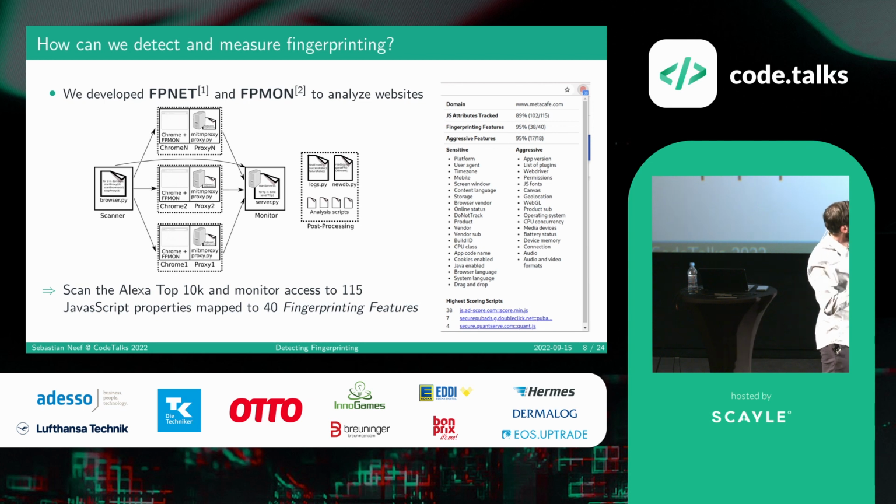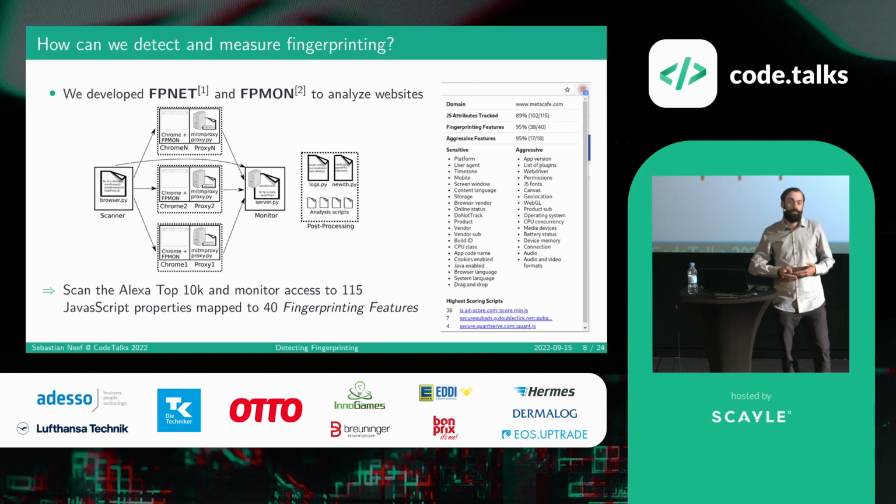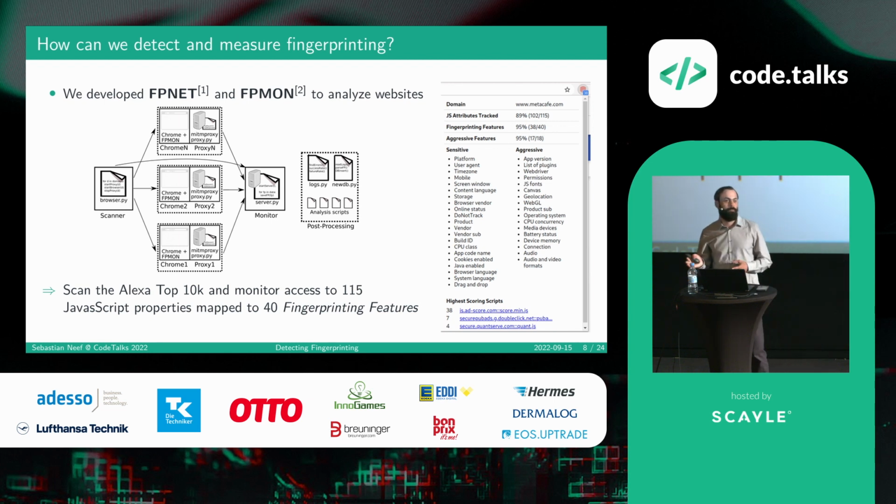We split them into sensitive features and aggressive features, where aggressive features are believed to provide more entropy, more information for a better fingerprint, and sensitive features might play into a fingerprint, might provide some information, but might also be of benign use. For example, I believe screen size is somewhere on this list, or screen window. Some JavaScript layouting might use screen window to readjust some layout stuff. So this is not really fingerprinting. But as we've seen, the window size could also be used for fingerprinting. So it's a bit hard to differentiate between those things.